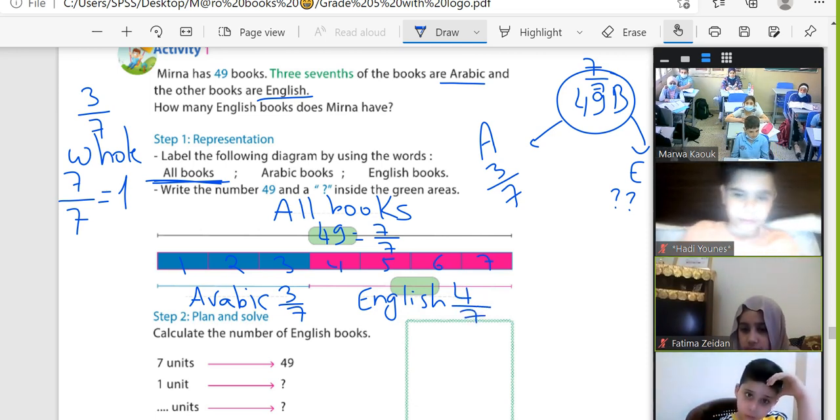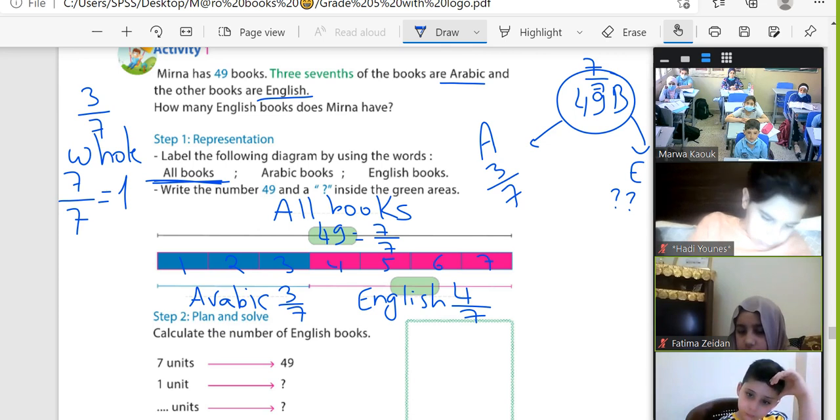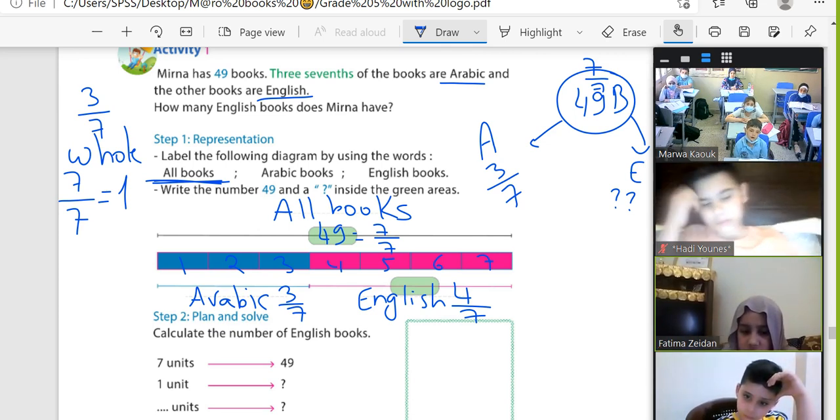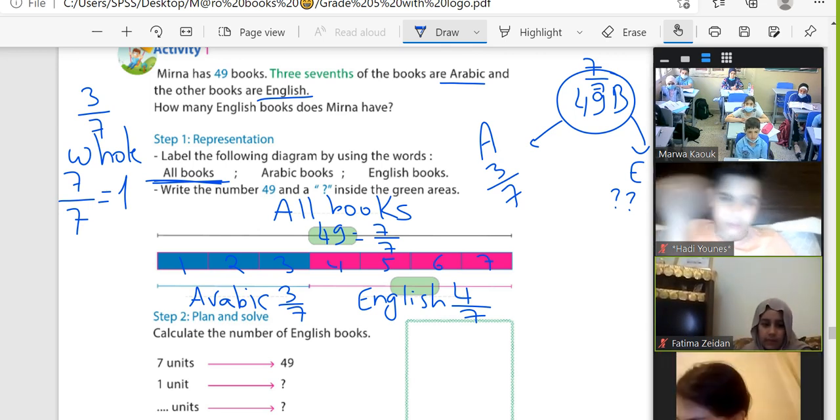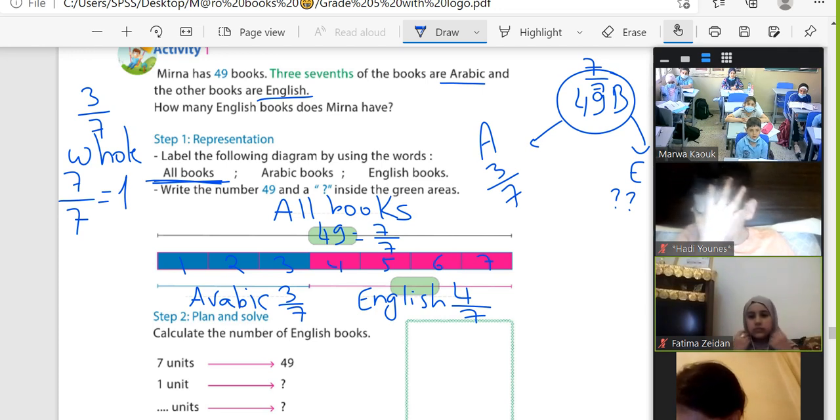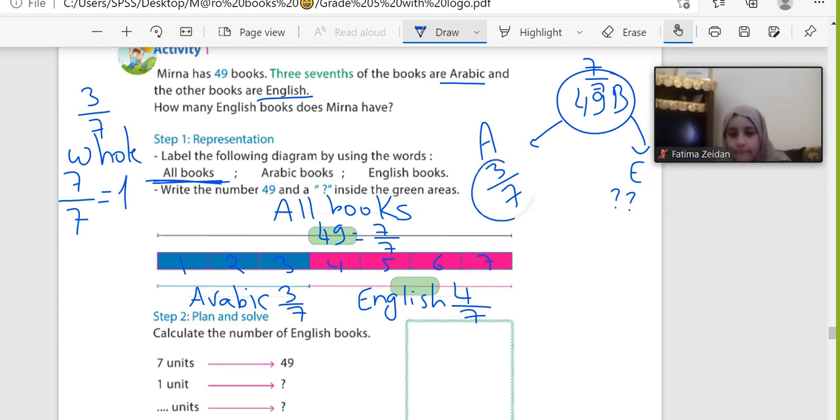4/7. Now pay attention. We fill the chart. And we know each number how much. But I have the Arabic and the English as a fraction. أنا بعرف عدد الكتب تبعول الأرابيك as a fraction وتبع الإنجليش as a fraction. Now I want to get the number like 49, as a natural number, not a fraction. How can we get it?